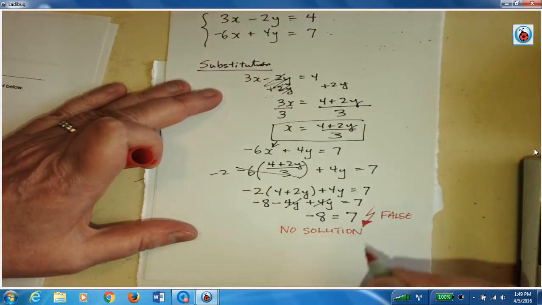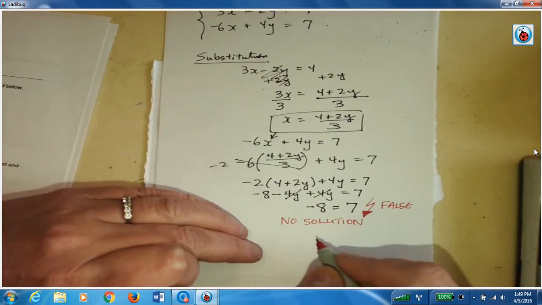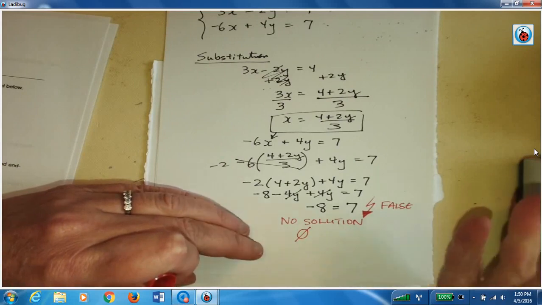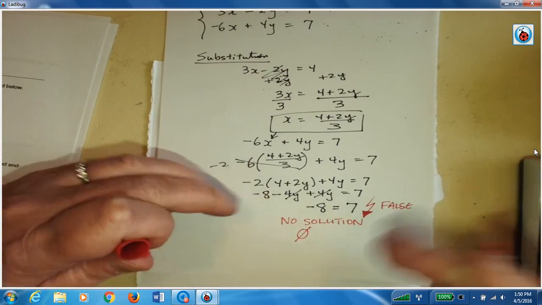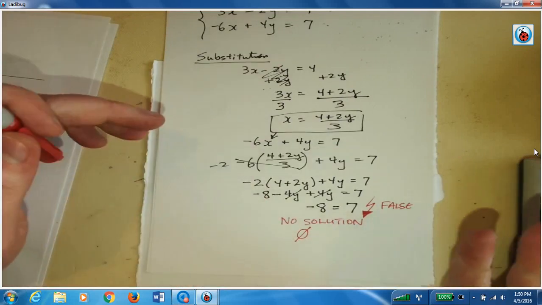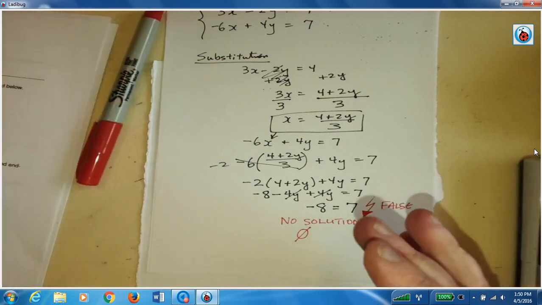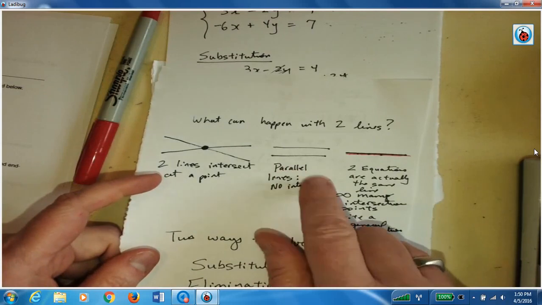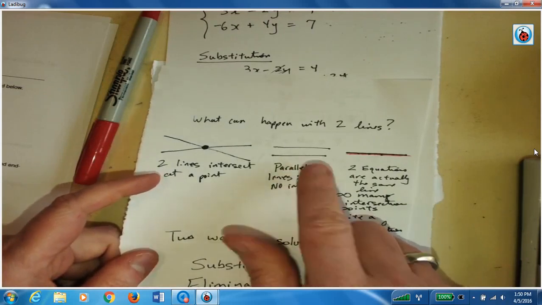When there's no solution, your book will sometimes use the null set to mean that our solution set is empty. So there is no intersection point. And that's what happens when your two lines are parallel. There aren't any intersection points.